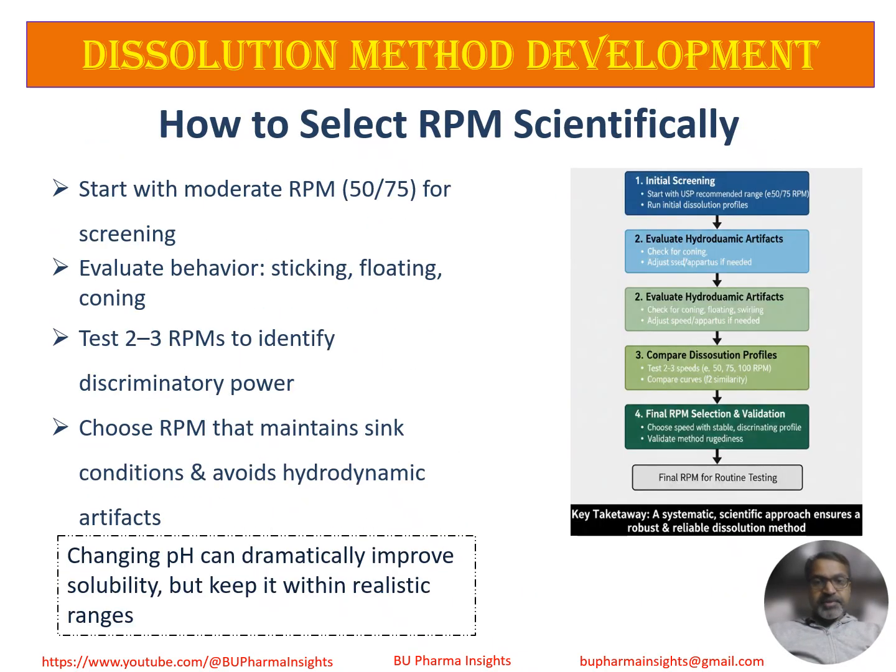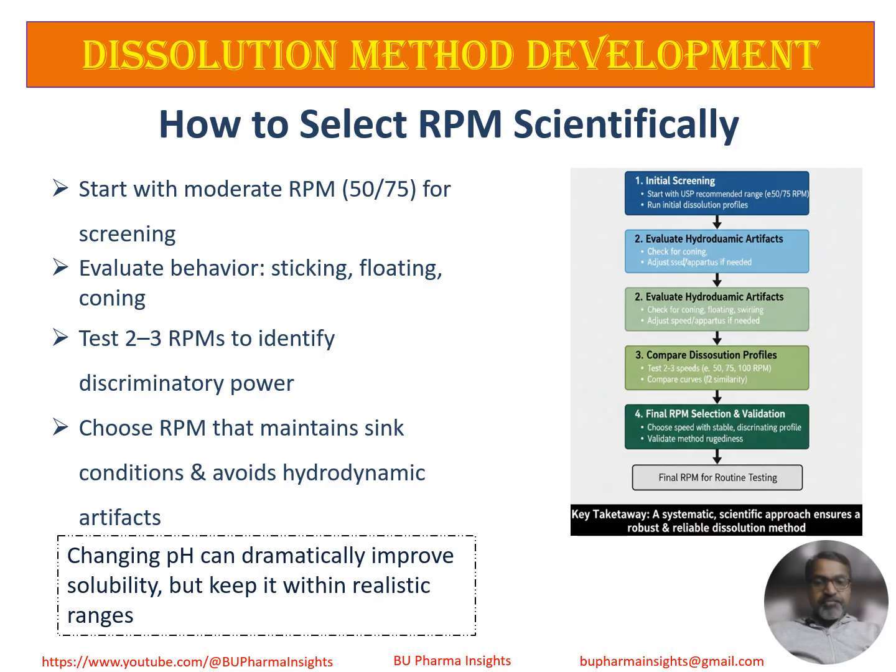pH adjustment can improve drug ionization and solubility, but it must remain physiologically relevant. Extreme pH values may boost solubility, but they can reduce clinical relevance, so a careful balance is essential.